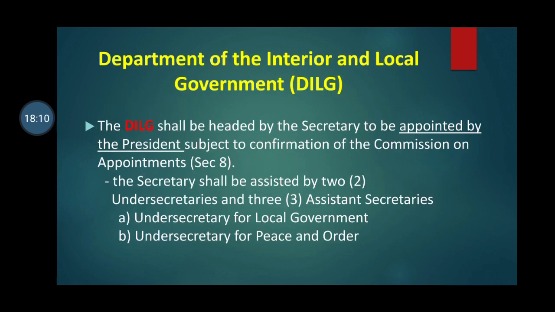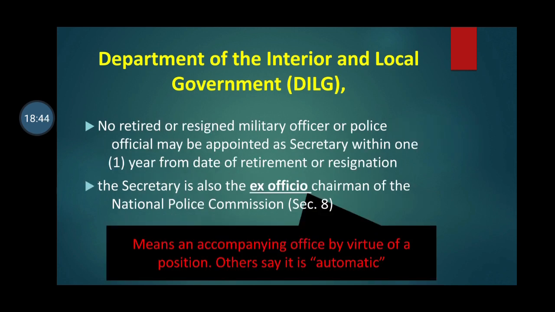Now, let's go with that of the DILG. The DILG shall be headed by the secretary to be appointed by the president, subject to the confirmation of the Commission on Appointments. That's under Section 8 of Republic Act 6975. The secretary shall be assisted by 2 undersecretaries and 3 assistant secretaries: the undersecretary for local government and the undersecretary for peace and order.